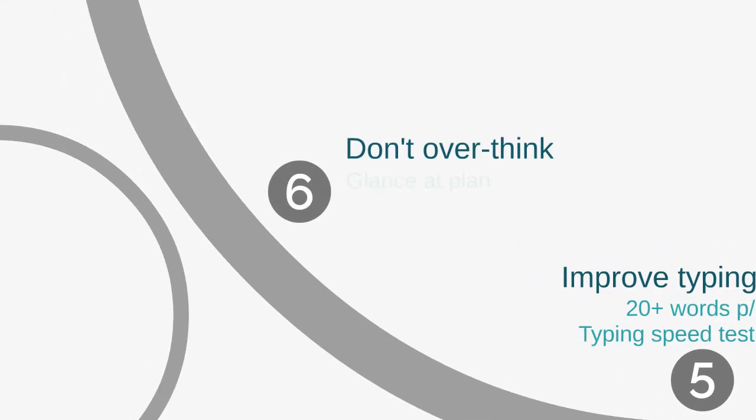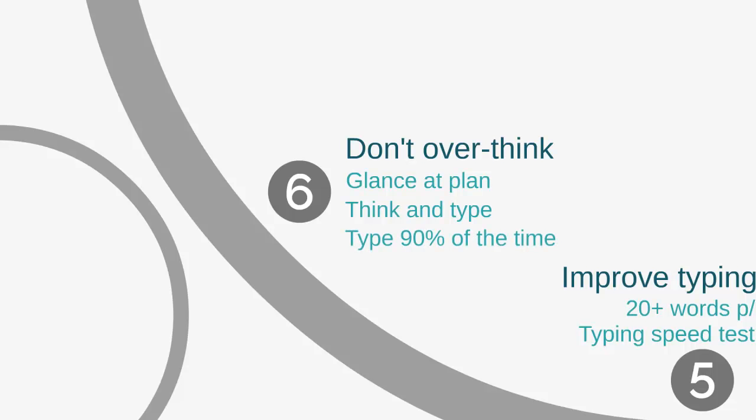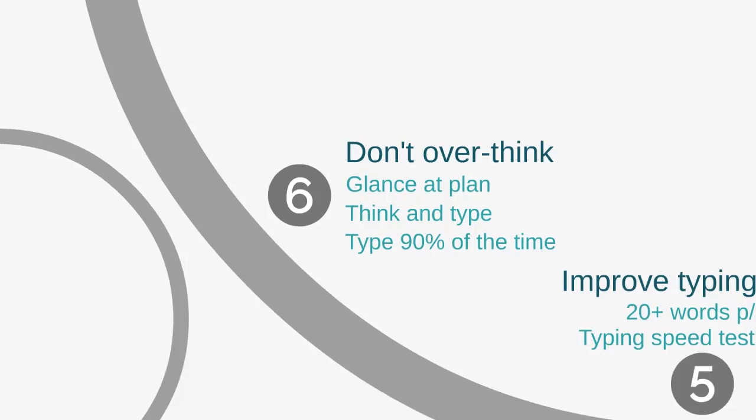Tip number 6, don't overthink things. Just glance at your plan. You were happy with the plan when you initially drew it up. Don't think about your plan. Don't change your plan and change it around, etc. Just type. Just keep turning your planner into your answer. And you should be spending 90% of your time outside of the planning time, obviously, typing. So that's an idea of how much time you should be spending actually typing. If you find you're sitting around and thinking half the time, then you're thinking too much and you need to stop overthinking and keep typing.